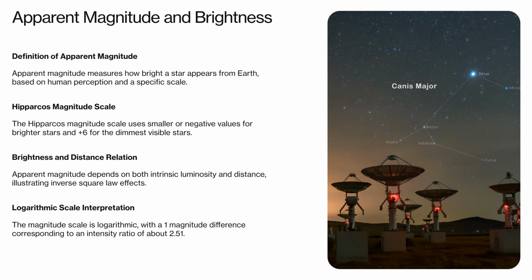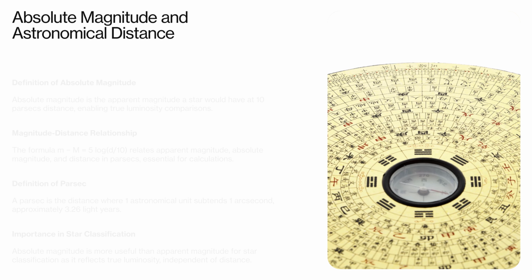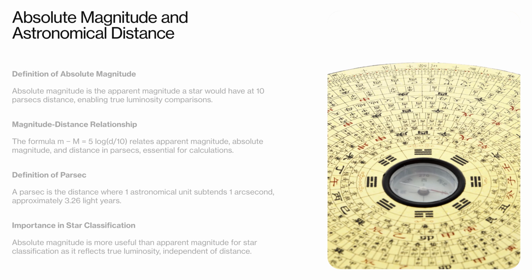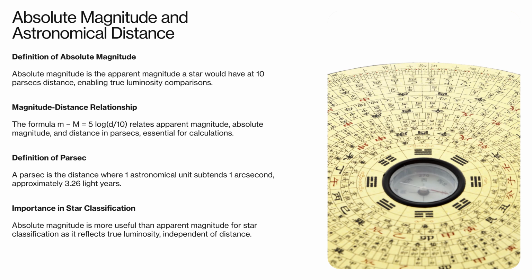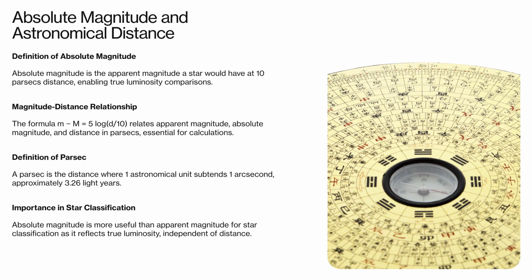Apparent magnitude depends on both intrinsic luminosity and distance. Absolute magnitude, M, is defined as the apparent magnitude a star would have if it were placed at a standard distance of 10 parsecs. This allows astronomers to compare the true luminosities of stars independent of distance.